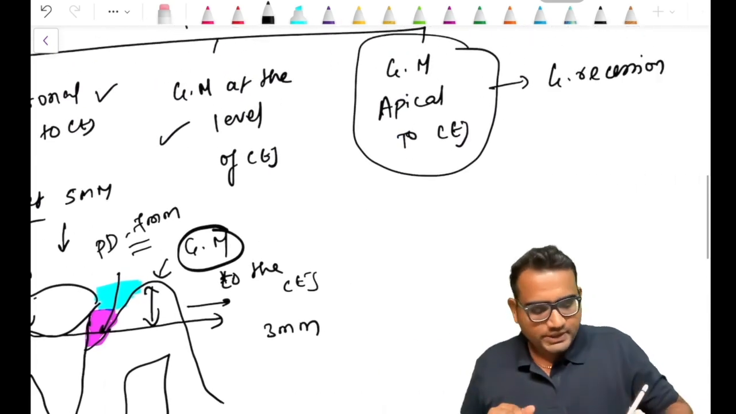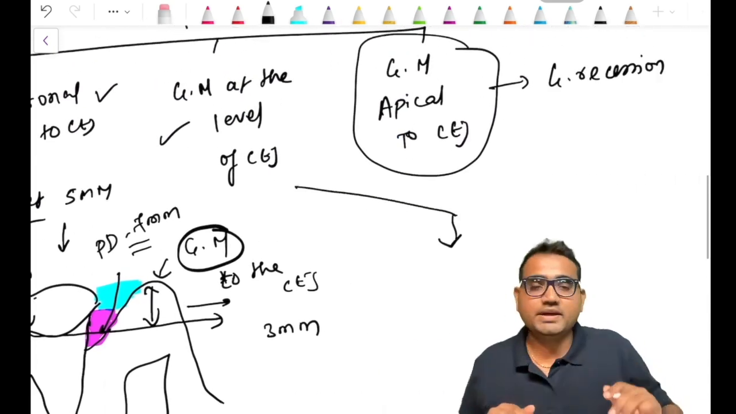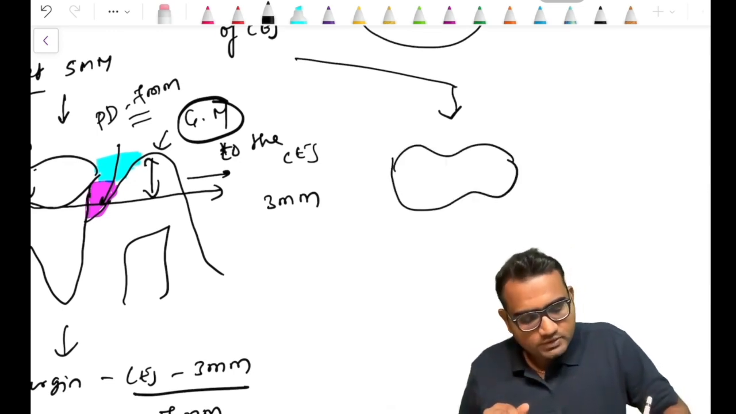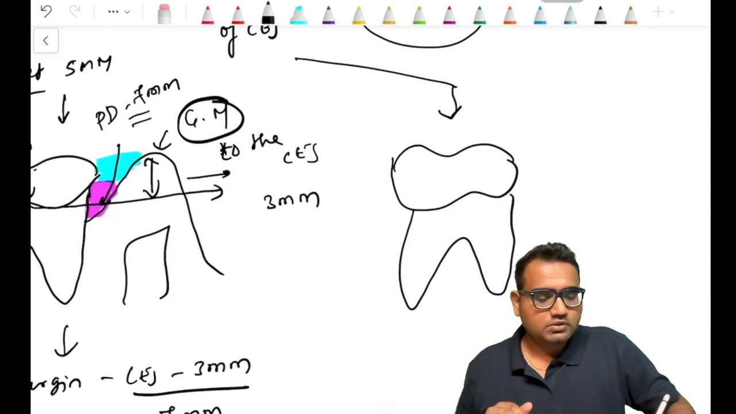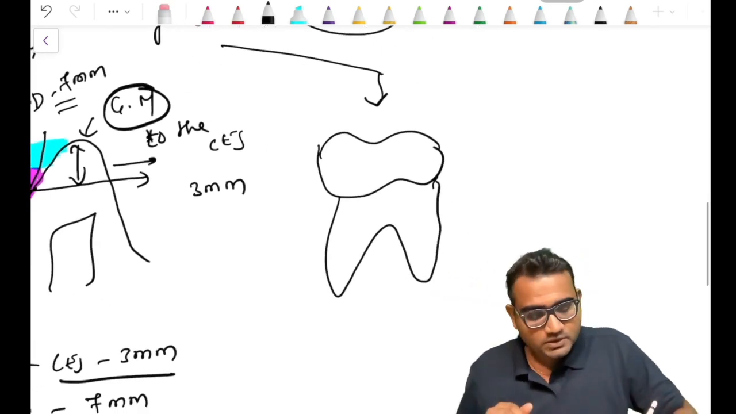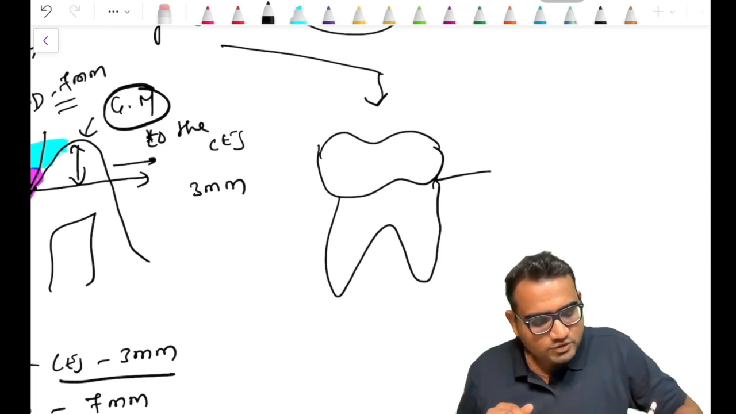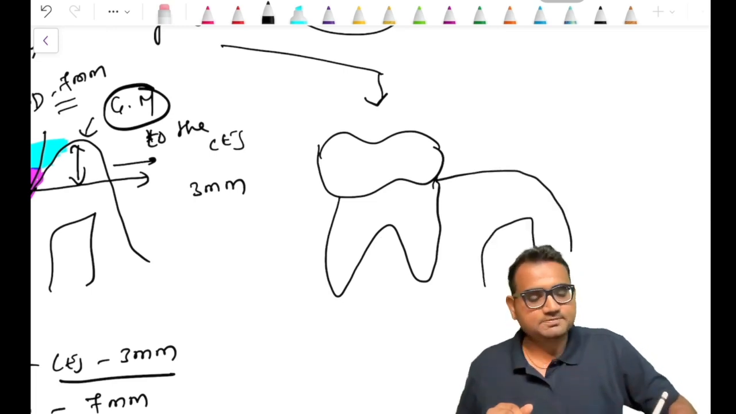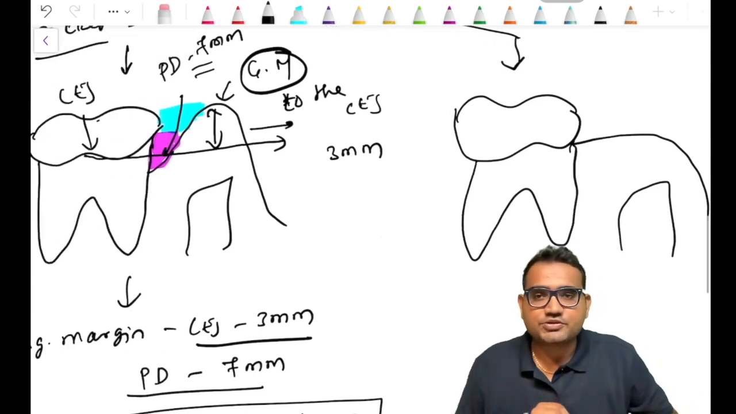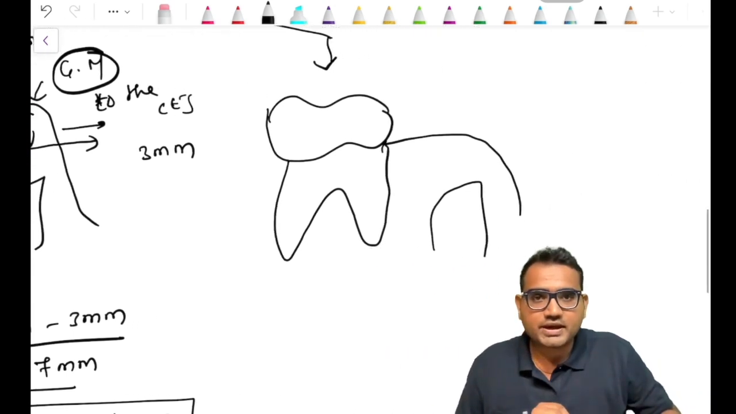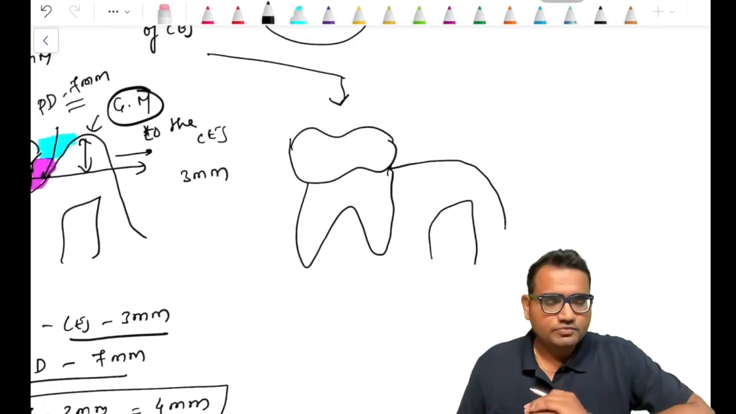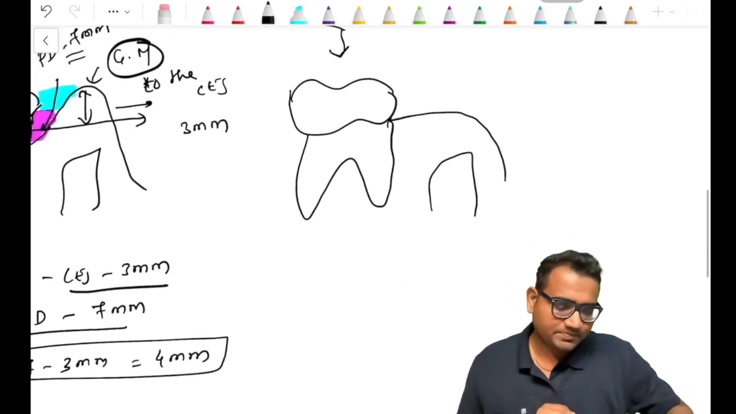Coming to the second scenario, a patient comes to your clinic or a hospital, and you find that the patient is having the gingival margin at the level of CEJ, something like this. You take a look at this picture, it is coronal to CEJ, and you take a look at this picture, it is at the level of CEJ. What does this mean? Very simple.